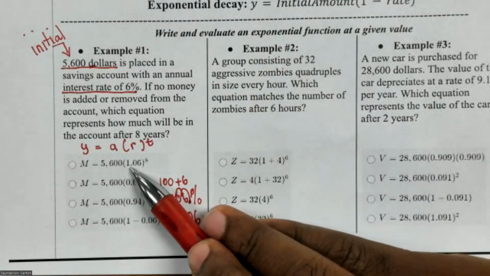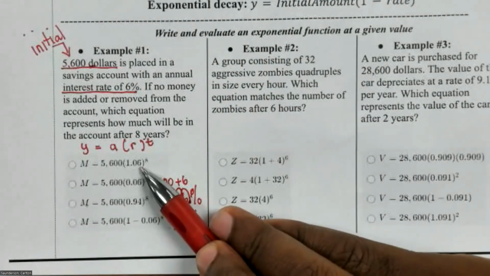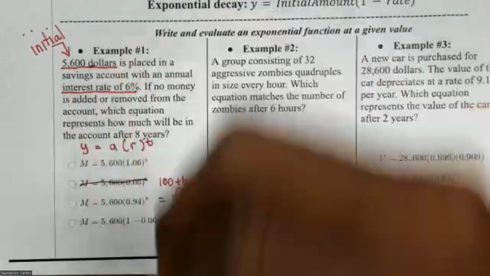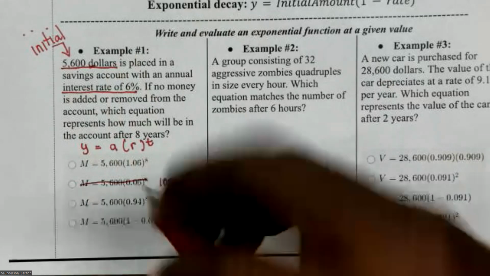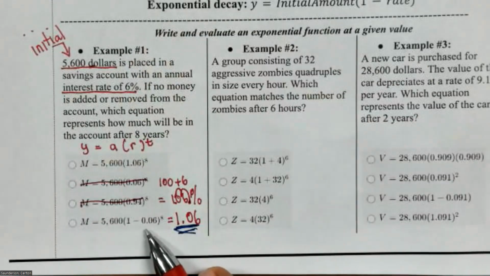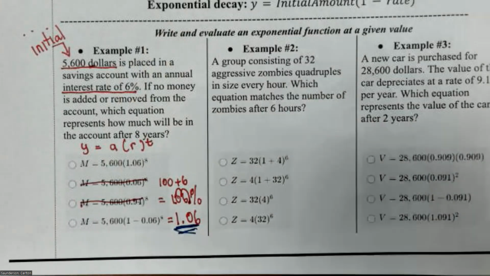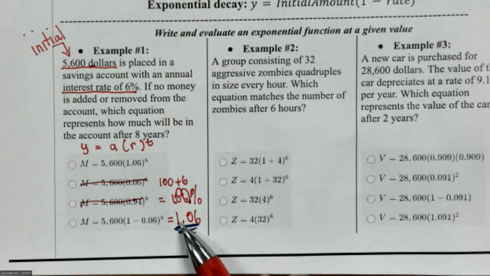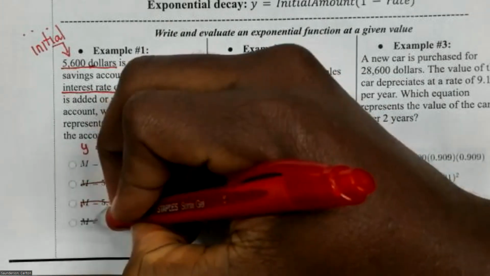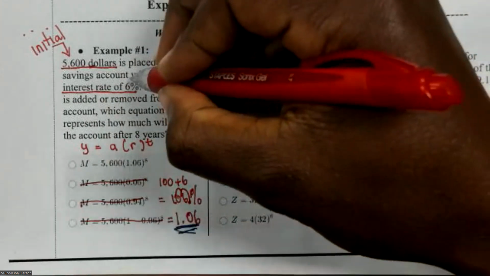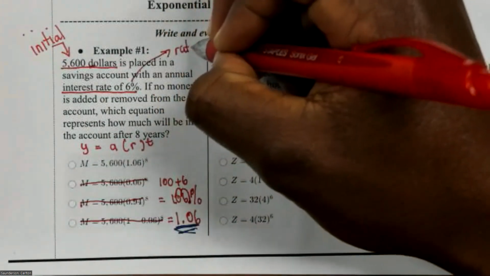In the parentheses, I see 1.06 here. I see 0.06, so that one's out. Here I see 0.94, that one's out. And here I see 1 minus 0.06. You can actually put that in your calculator, but you should know that if I'm subtracting from that one, there's no way I'm going to end up getting back this. So this one would not work. This would be my answer. And it makes sense, because it's what represented our rate.